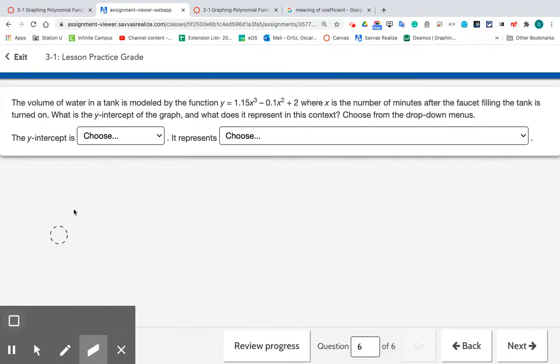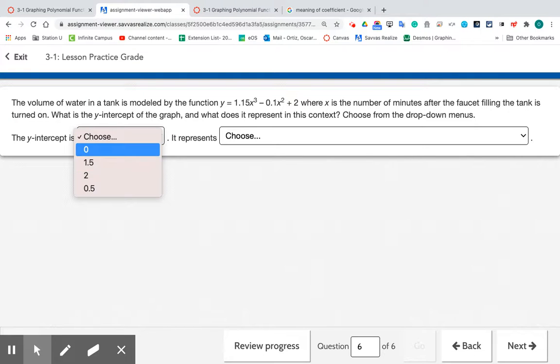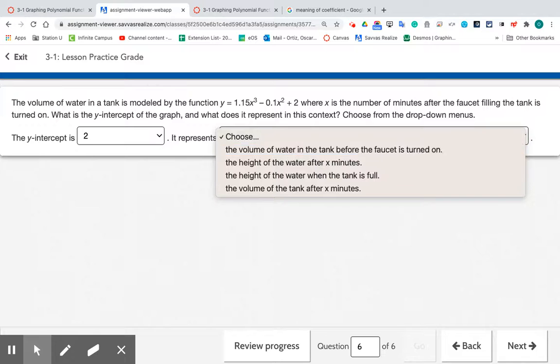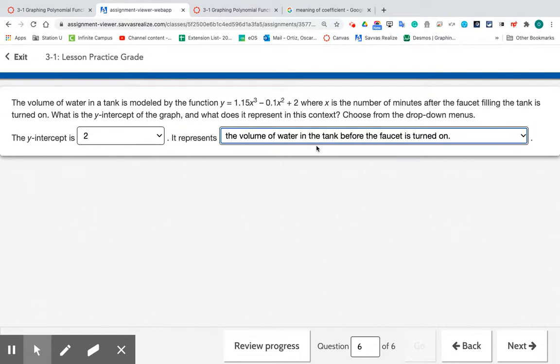So I'm gonna clean this up and I'm gonna come here to do. So it is 2, and is the volume right before you turn on the faucet, and that's it. Okay, so I'm gonna finish the recording now.